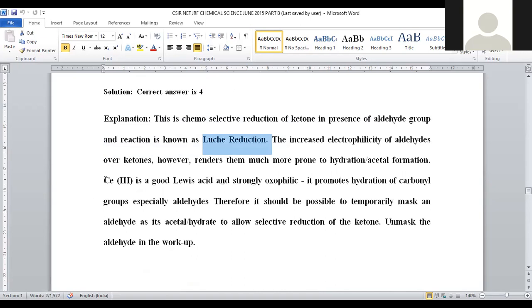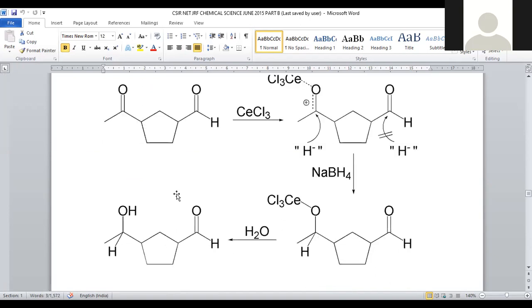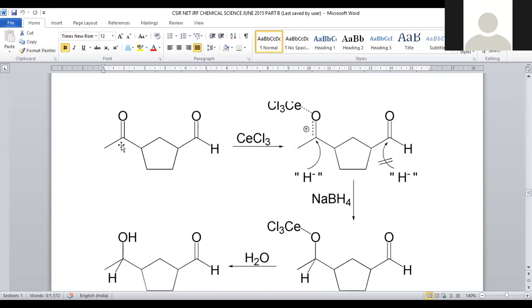In Luche reduction, cerium plus 3 is a good Lewis acid, and it is highly selective for binding with a ketone rather than an aldehyde. Generally aldehyde will be reduced, but in the presence of cerium trichloride, it will bind with the ketonic oxygen, so that the electrophilicity of the carbon will be raised in the case of ketone, and the aldehyde is rendered unreactive towards this kind of reduction.